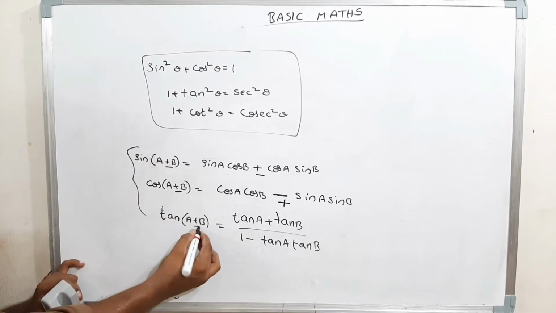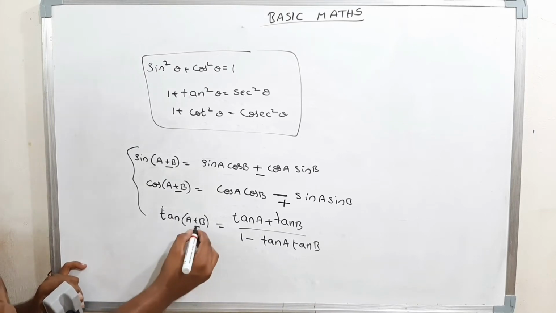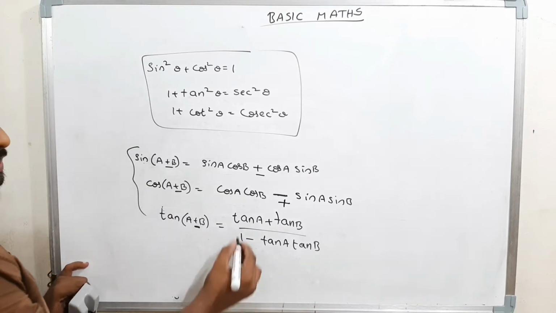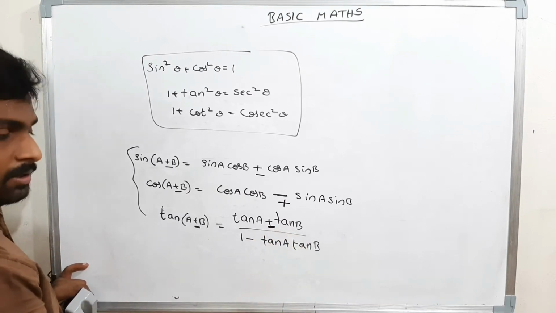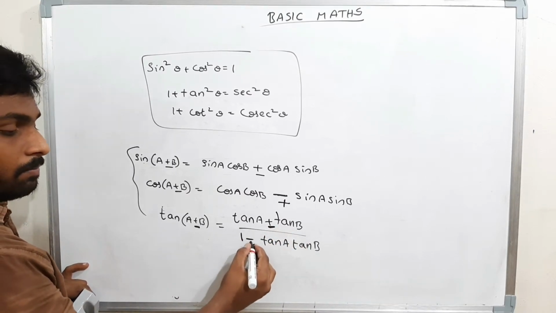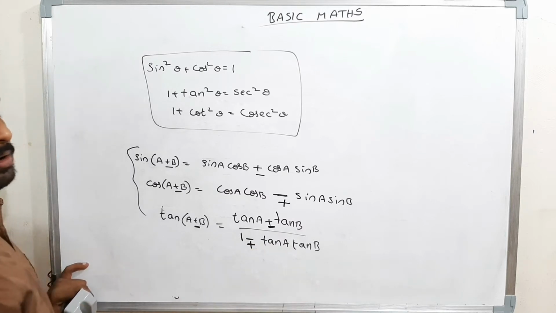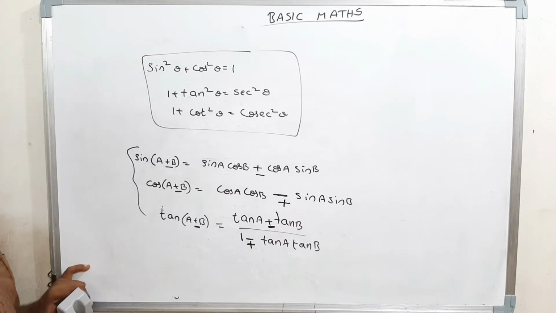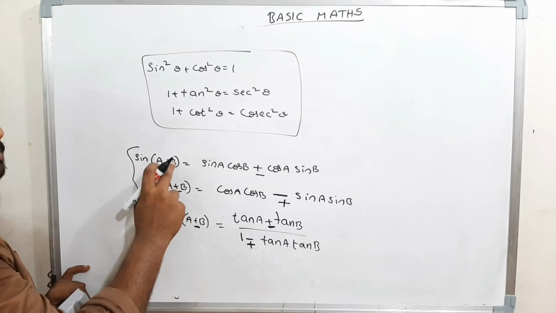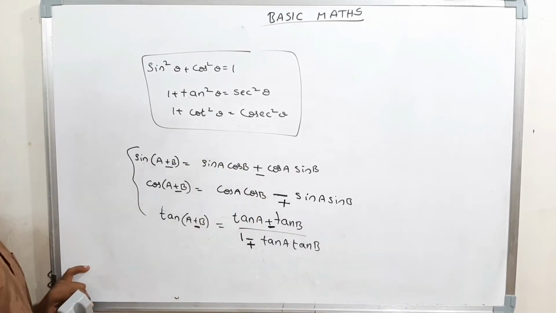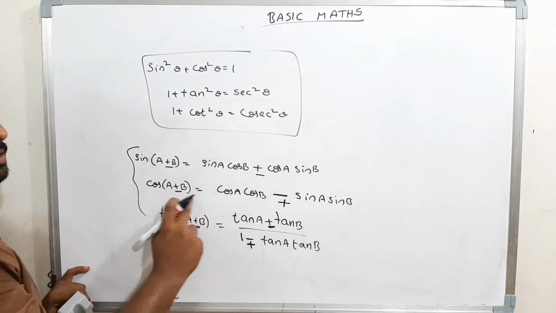If it is tan(A minus B), then it is tan A minus tan B by 1 plus tan A into tan B. I think the signs are clear for it. Please take care of the signs. For sin, plus stays plus, minus stays minus. For cos, plus means minus, minus means plus.